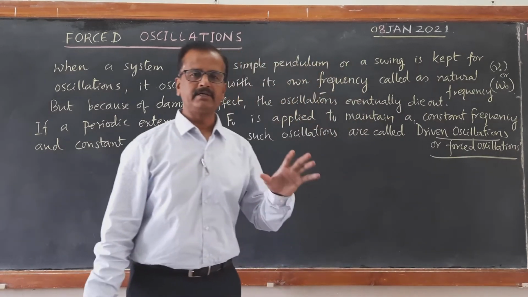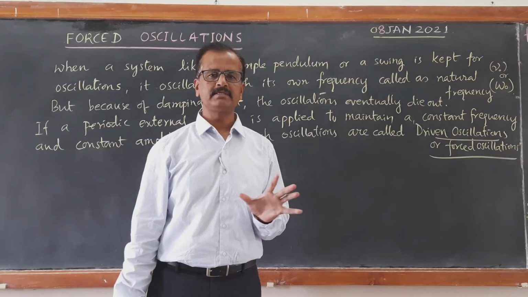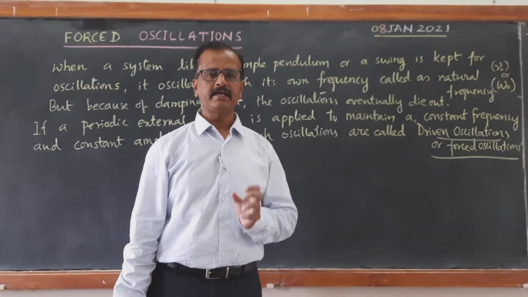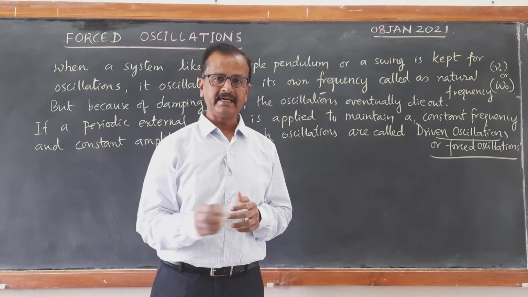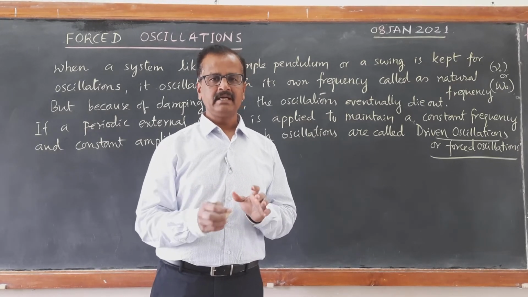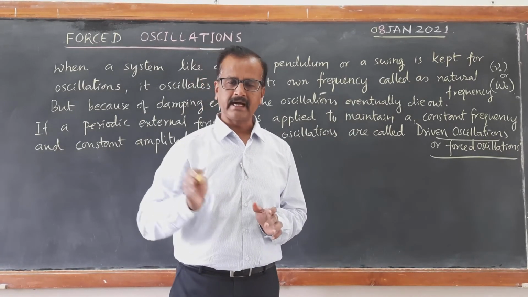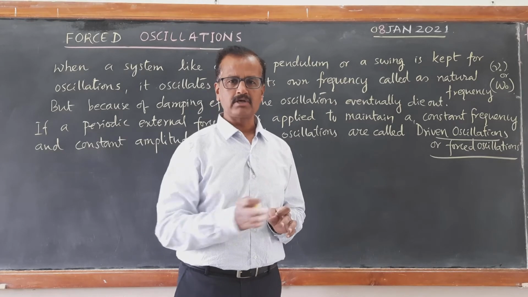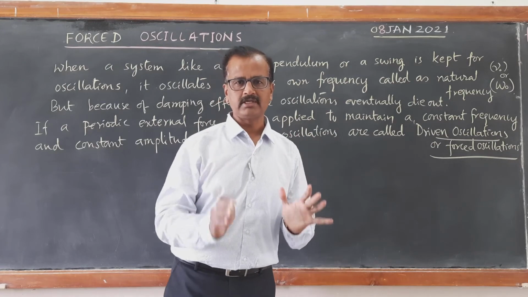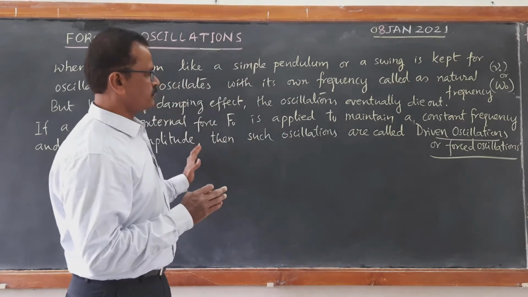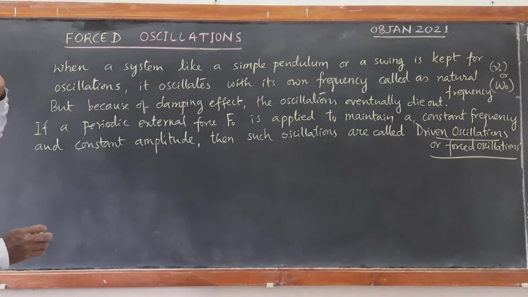Otherwise, the oscillator will have its own natural frequency, and due to the damping effect, the frequency alters, goes on changing, decreasing. Finally, the oscillating body comes to a halt because of the damping effect. But at what rate is its frequency decreasing? At the same rate, if you go on applying the external periodic force, then the oscillator completes oscillations and maintains a constant amplitude with a particular frequency, and such oscillations are called forced oscillations or driven oscillations. That is what we are now learning, forced oscillations.